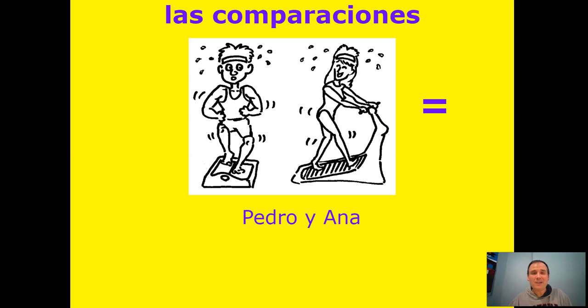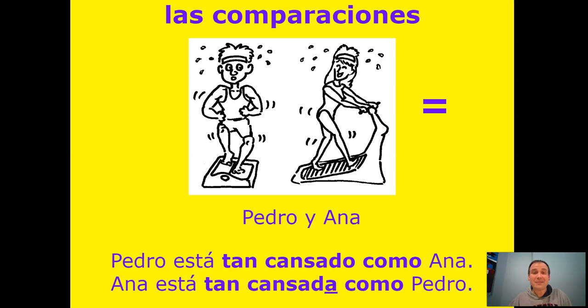All right, but here we have Pedro, we have Ana, and they're both working really hard. All right, so we could say, in this case, Pedro está tan cansado como Ana, or if I switch it around, Ana está tan cansada como Pedro. And note that I had to make this feminine because this adjective agrees with Ana. Since Ana is a chica, I've got to make sure my adjective agrees with that. But over here it's cansado because Pedro came first into the sentence.